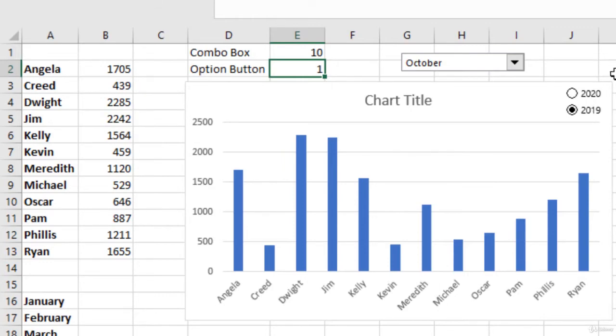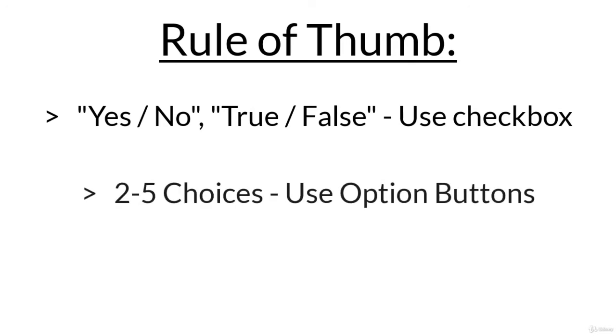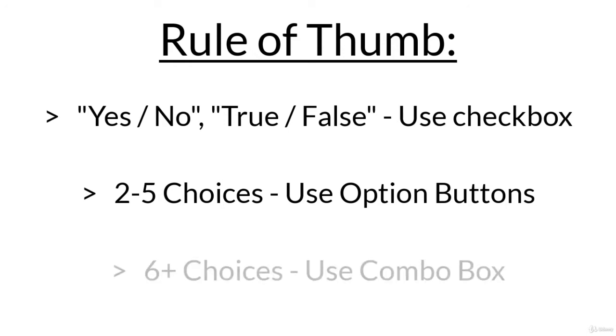So general rule of thumb is if you have two options, which is equivalent to a yes or no, or true or false, a checkbox would be your best option. If you have 2, 3, 4, maybe up to 5 or so, option buttons might be your best bet. If you have more than that, it starts getting a little bit ridiculous to click through, so you might want to opt for the combo box.